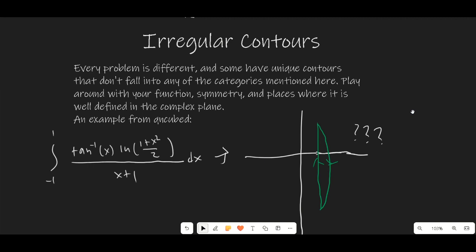Honestly, some problems are just going to have contours that you would never even think of, and that's okay because contour integration is a very advanced topic. You can't expect everyone to guess, oh, what if I try this random contour? But it's always worth a shot, just trying something.